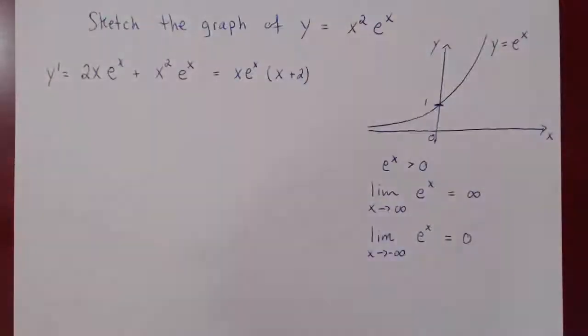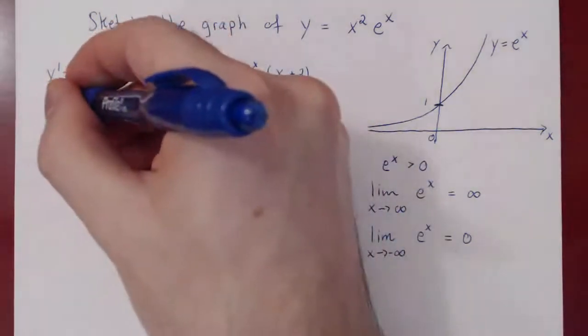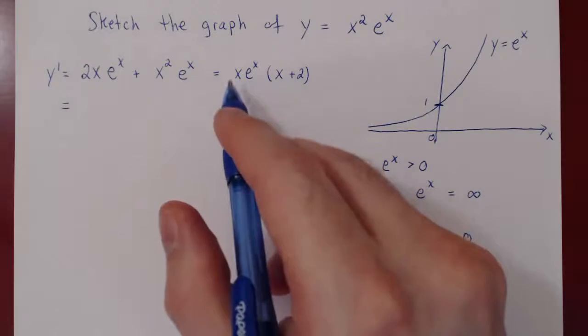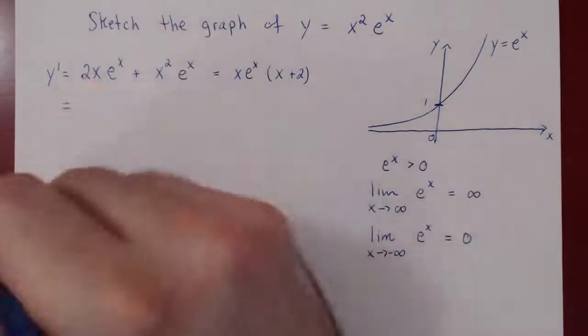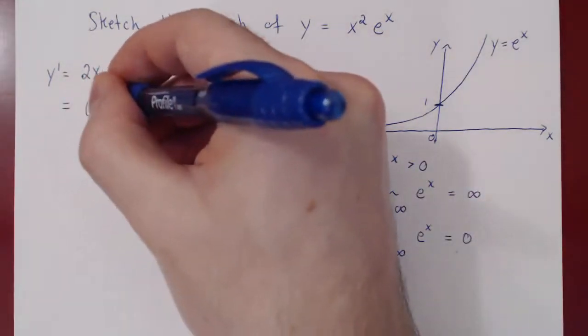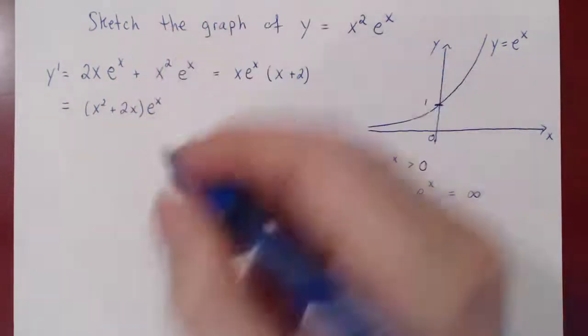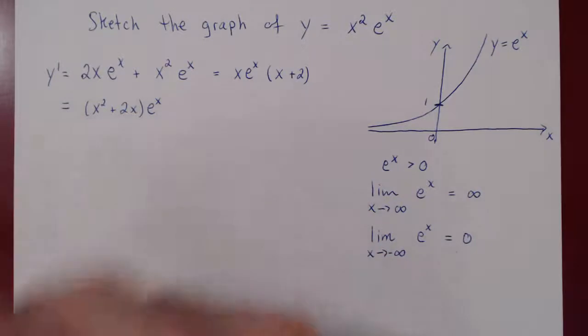When we find the second derivative, the idea will be to use this form to save ourselves one product rule. We'll multiply the x with this one, and so we'll have x squared plus 2x times e to the x. And this will be to help us find the second derivative in a little less work.